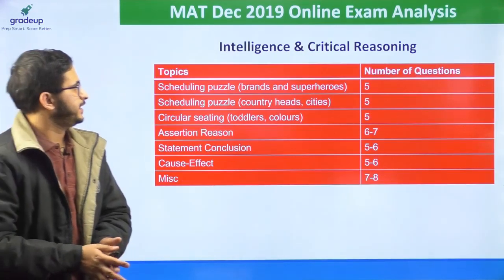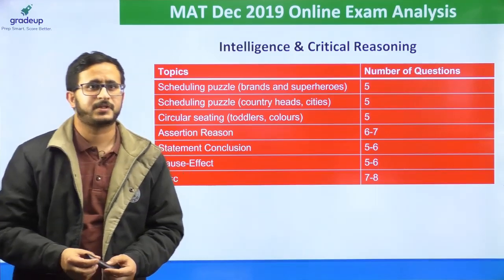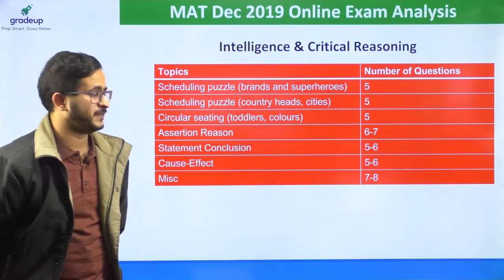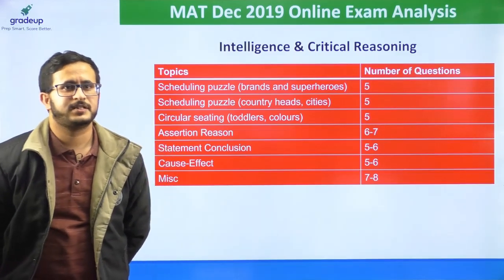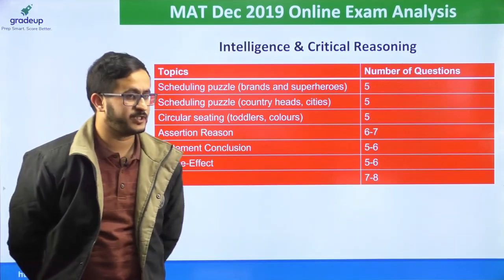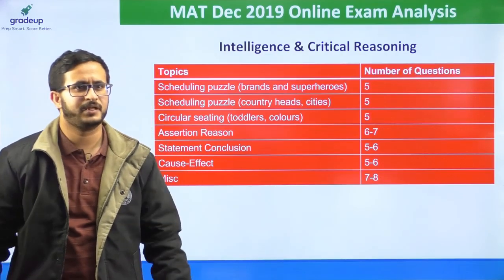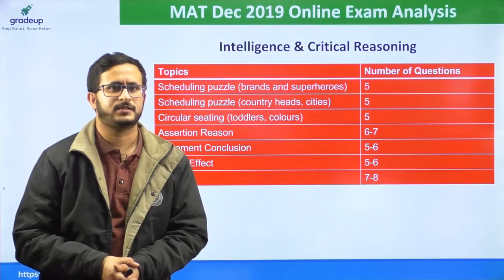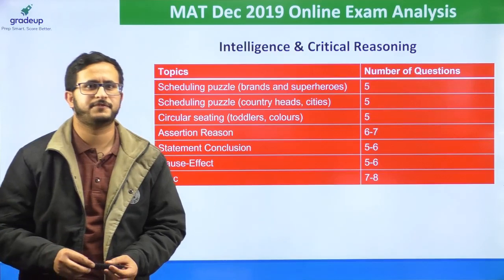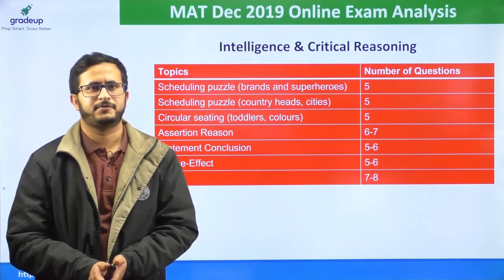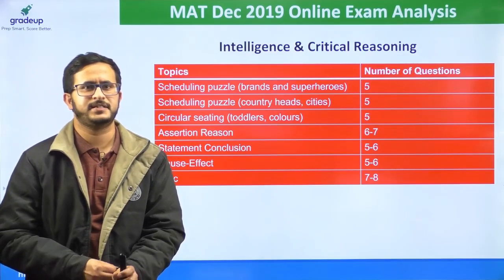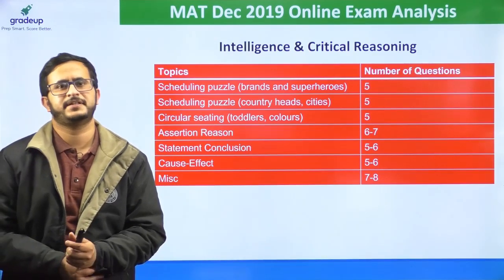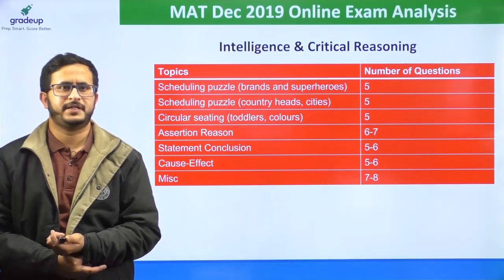Now moving on to the intelligence and critical reasoning section, it was a mixed bag of questions. It had 3 puzzles which were very easy. The first puzzle was a scheduling puzzle in which there were 5 brands that conducted a promotion with 5 superheroes, and they were on 5 different days. So that was very easy. There was another scheduling puzzle on country heads visiting 6 different cities of India. Again, this was a very easy puzzle.